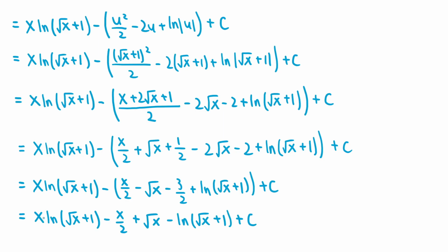So the final answer is just x ln of the square root of x plus 1 minus x over 2 plus the square root of x minus ln of the square root of x plus 1 plus c. And this is another big expression.